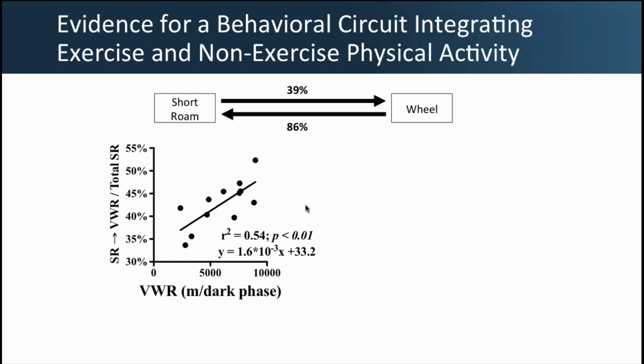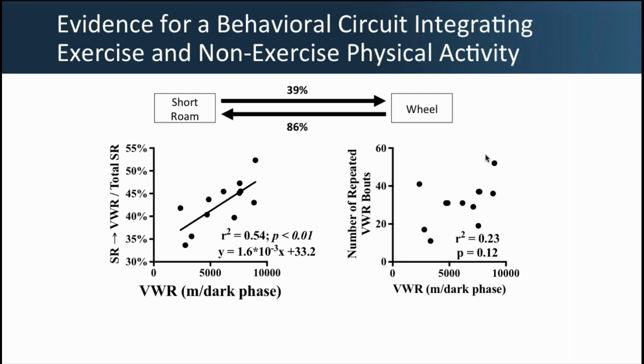And so we wanted to see if this circuit really existed. And indeed it does, and I'll show you this data in just a second, but then we wanted to see if the number of repeated bouts, so that is going from the wheel to a short roam and then back to a wheel in series, so 3 consecutive behaviors, predicted wheel running distance. And surprisingly, it didn't. And so what got us thinking is maybe all mice have these repeated bouts, but it's not as simple as them getting on and off the wheel.